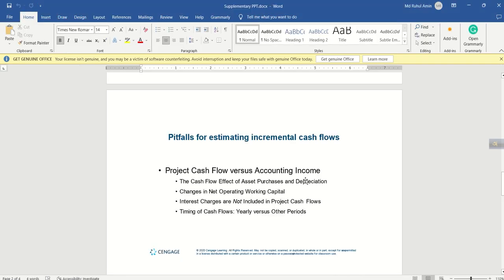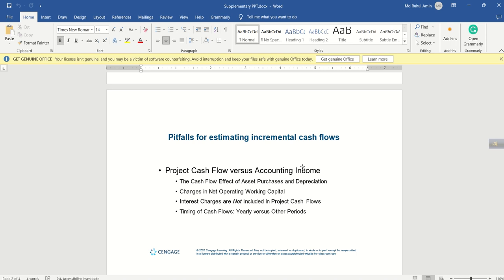So we need to add depreciation back to estimate our cash flow. Then changes in net operating working capital. Let's talk about the working capital definition first. What is our net operating working capital? It means the difference between current assets and current liabilities. So current assets minus current liabilities is our net operating working capital.